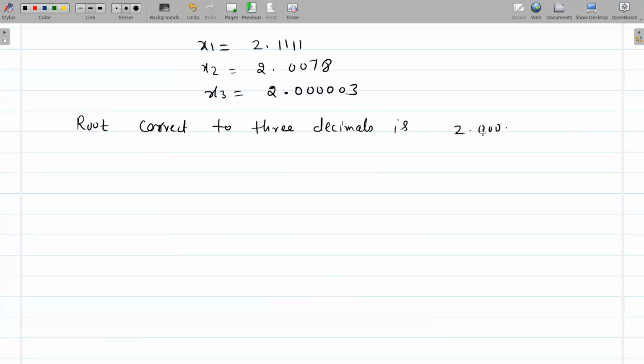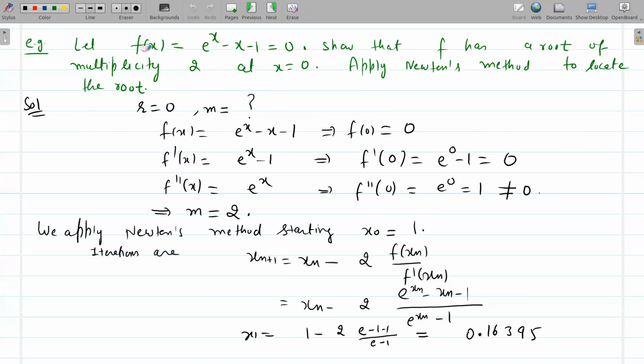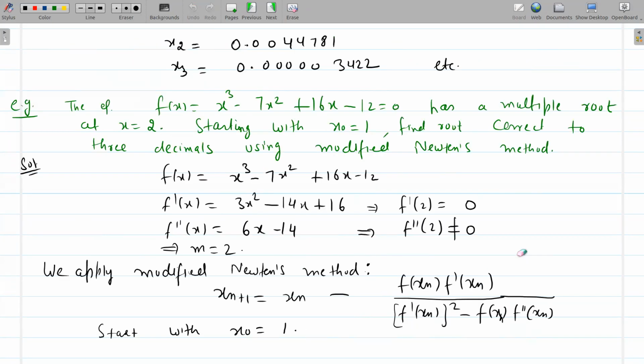And you can also apply another formula, but if you don't use m here, still you will get the answer, but you may have to perform more iterations. Here it is coming at x3, which is almost 0, but then maybe you have to perform 7-8 iterations. So iterations can be doubled if you don't use modified Newton's method.